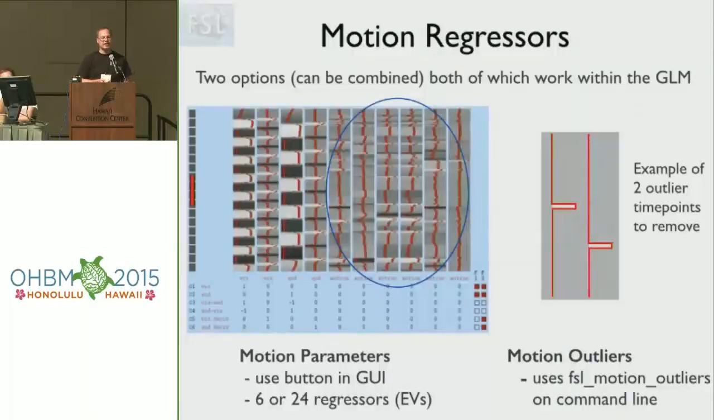Other things that you can add into the model to get rid of things, as was talked about before in one of the talks, is adding motion parameters in. Once you've measured the rotations and the translations going on in your data, you can put that information back into your model. You can have either just those, which would be 6 regressors or EVs, or a combination of those plus shifted versions plus squared versions, totaling up to about 24. They can go in, and that can often be very helpful for cleaning up motion artifacts.